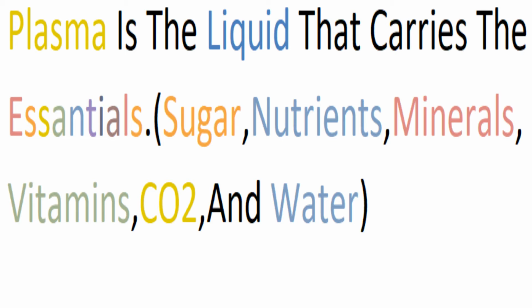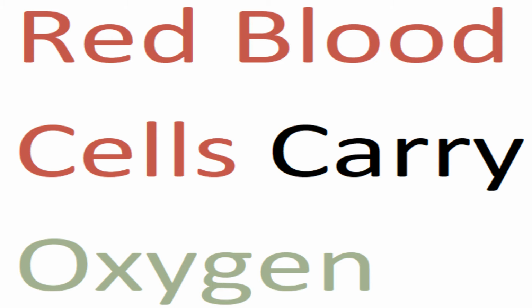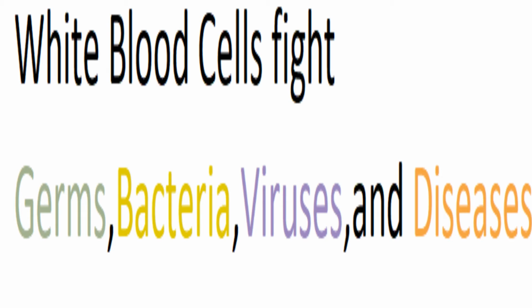Plasma is a liquid that carries the essentials, and by essentials I mean sugar or glucose, nutrients, minerals, vitamins, CO2 or carbon dioxide, and waste. Red blood cells are cells that carry oxygen. Now I'll explain to you what white blood cells are. White blood cells are cells from your immune system that fight against germs, bacteria, viruses, and diseases. For short, it fights bad things that can harm your body.